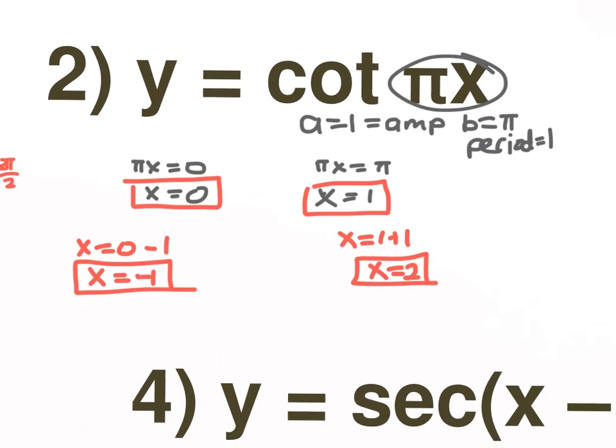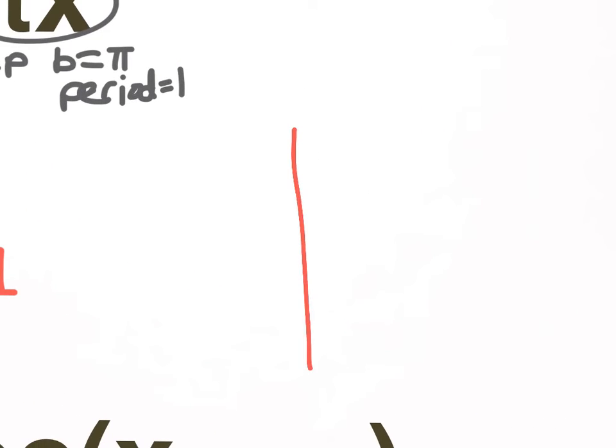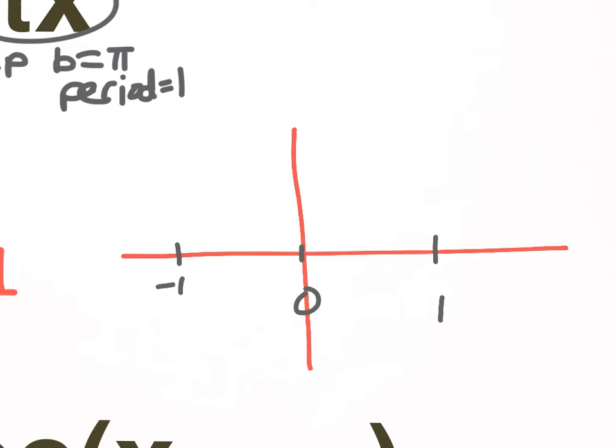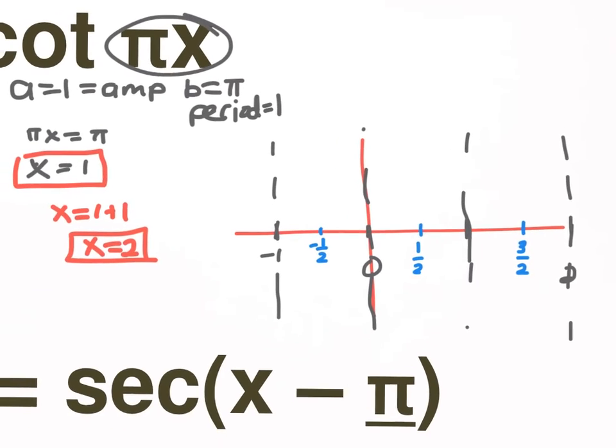Now you've got your 4 asymptotes, and then you graph them. So I'm going to come over here. I've got negative 1, 0, 1, 2. I want to draw my asymptotes through those spots. I want to locate the point halfway between. So this would be negative 1/2. This would be positive 1/2. This would be 3 over 2 or 1.5. And then the amplitude here again was 1.